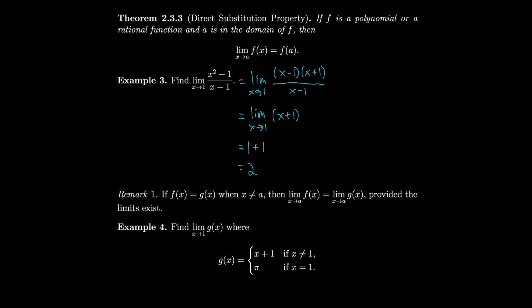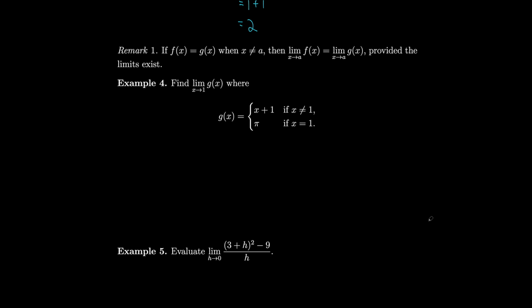If f is equal to g when x is not equal to a, then the limit of f is equal to the limit of g as x approaches a, provided that the limit exists. So if two functions have the same values except where we're looking at the limit, then their limits will still be equal. So let's do an example.